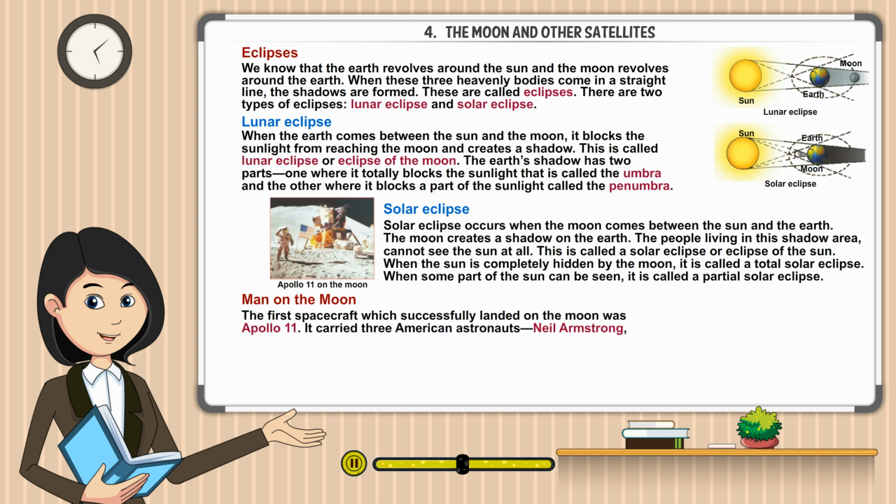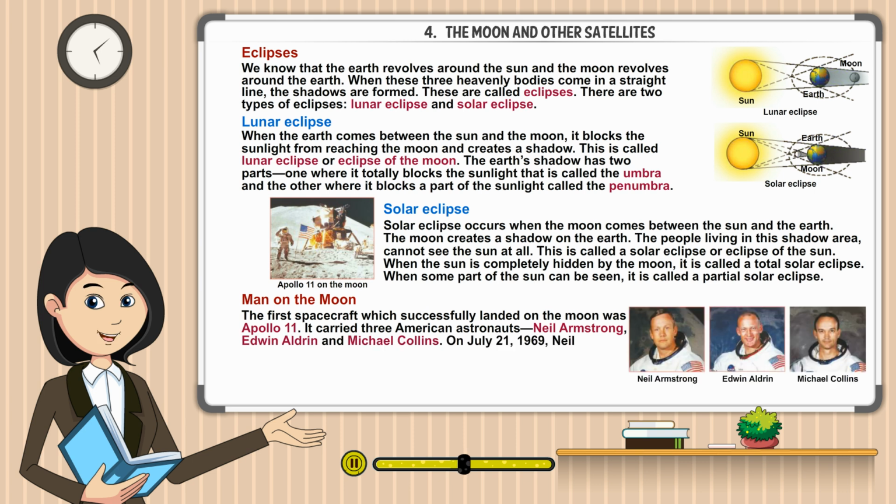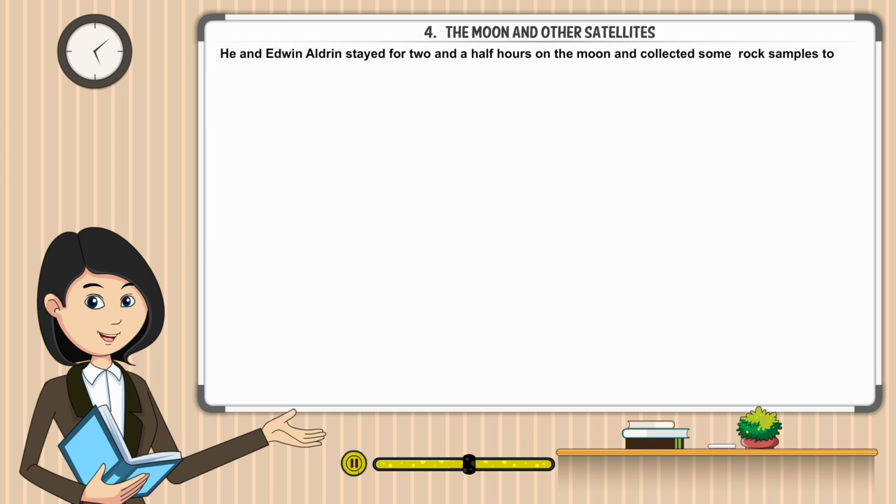It carried 3 American astronauts, Neil Armstrong, Edwin Aldrin, and Michael Collins. On July 21, 1969, Neil Armstrong became the first man to land on the Moon. His words on the Moon were, "That's one small step for man and a giant leap for mankind." He and Edwin Aldrin stayed for 2.5 hours on the Moon and collected some rock samples to bring back to the Earth. These rock samples have given a lot of information about the Moon.